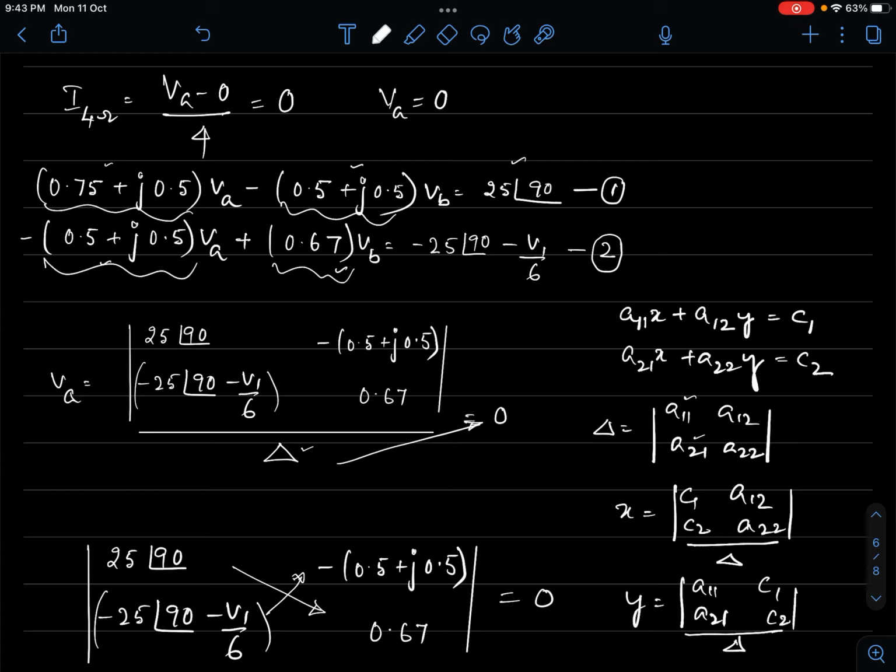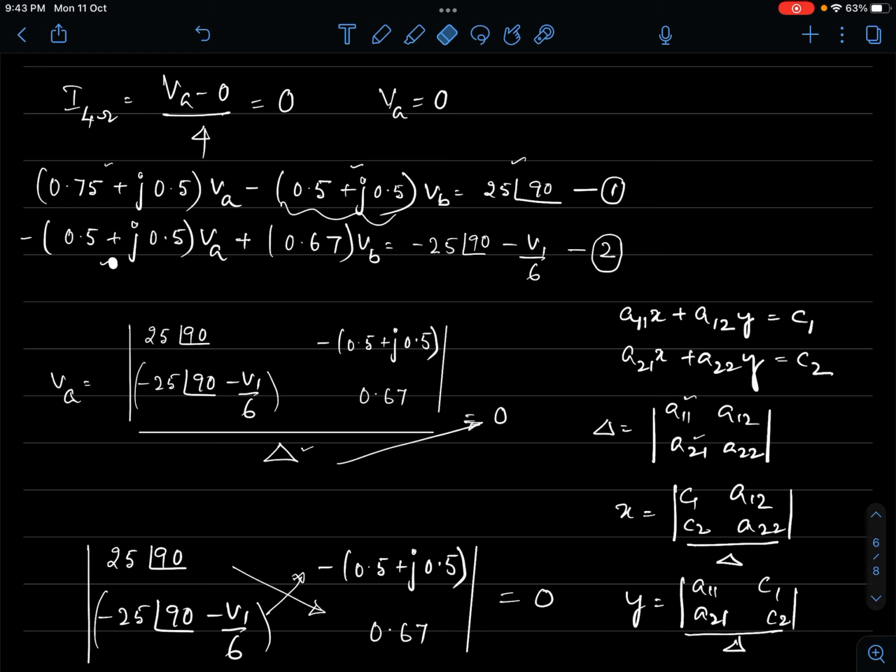So we didn't evaluate delta because we know when VA is equal to 0, something upon delta when equated to 0 gets cross multiplied and it becomes 0. There is no need for us to evaluate this delta. We don't need to write delta. That is the idea of not writing delta.